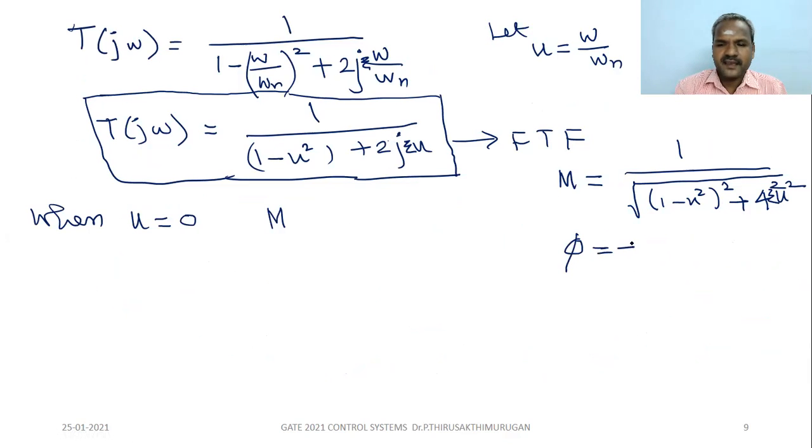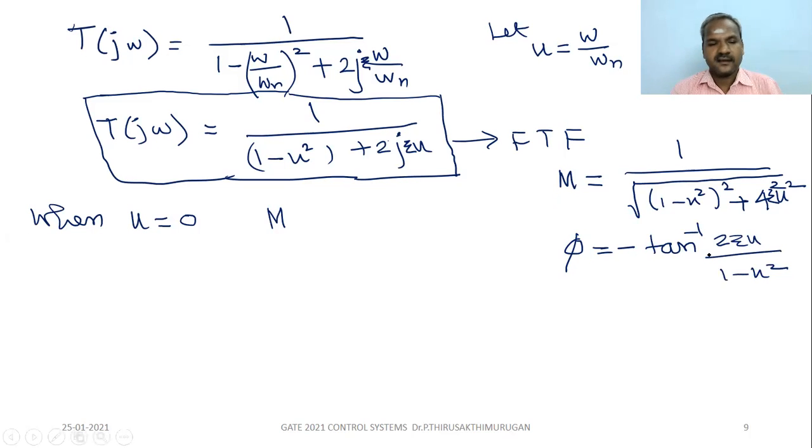Phase angle equal to minus tan inverse of imaginary part divided by real part. Okay, 2 zeta u divided by 1 minus u square. So this is magnitude, this is phase angle. Now let us substitute. When u equal to 0, what is the magnitude? Substitute u equal to 0, just 1. So the magnitude is 1. Then phase angle, you substitute u equal to 0. So phase angle is also 0 degree.